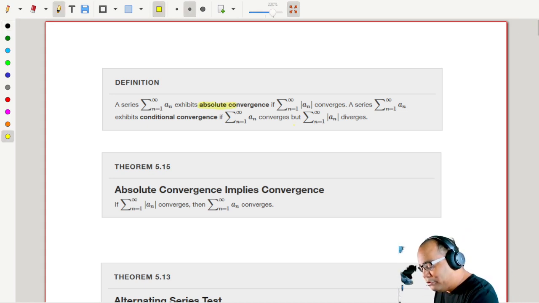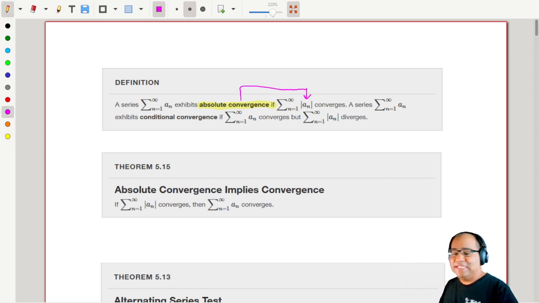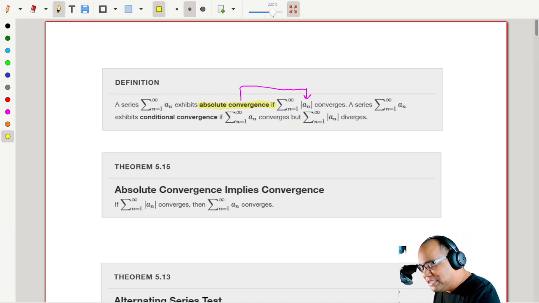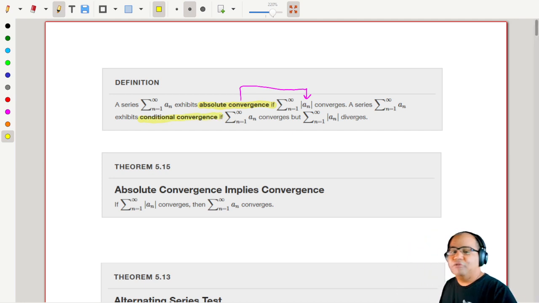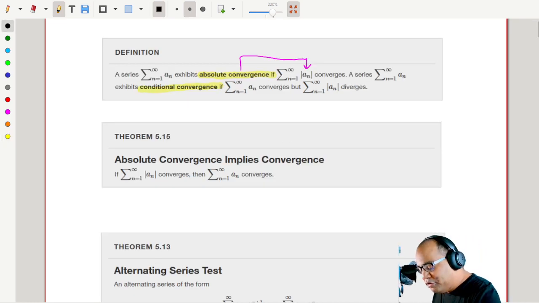So let's go ahead and look at that here. Absolute convergence means that the sum of the absolute values converges. So all we do is take the absolute values of all the terms, add them up, and see what happens. Now, if we notice that the corresponding sum of absolute values does not converge, we say that the series is conditionally convergent, meaning the original sum converges, but the sum of absolute values does not. Now, this is actually a much stronger notion of convergence here.